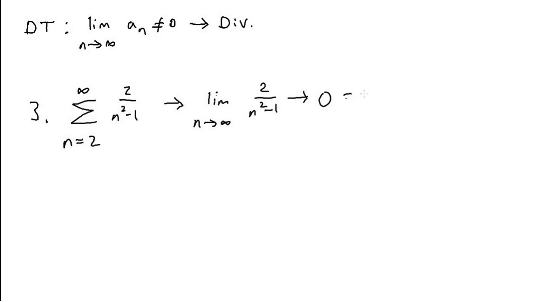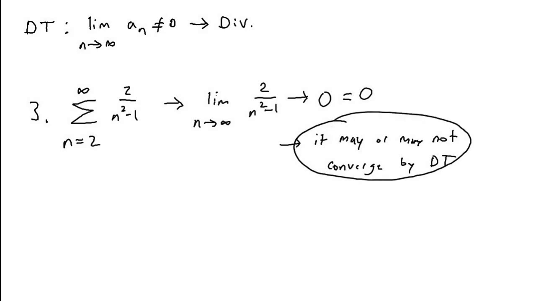And notice how the limit is 0, so we cannot say it diverges. And at the same time, this is only a test for divergence, not for convergence. So the best we can say is that we can use another test, or it may or may not converge by the divergence test. Now what you'll actually be able to do with this fraction here is use partial fraction decomposition, and it'll turn into a telescoping series, and that is a test you can use to find out the actual converging value.